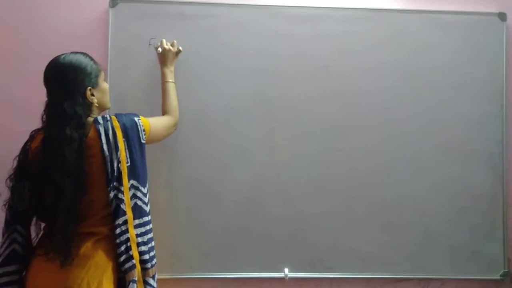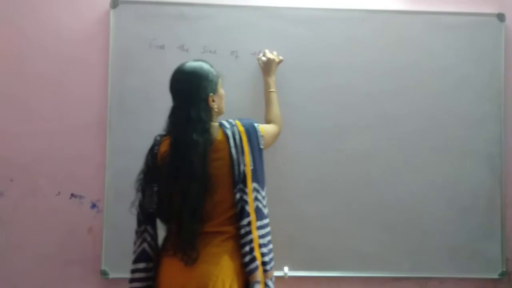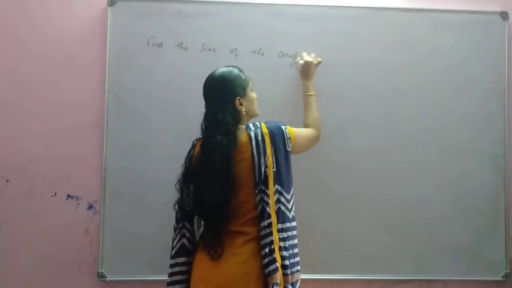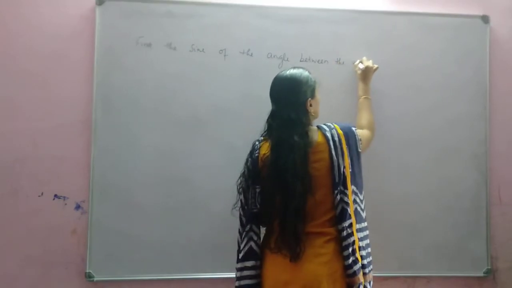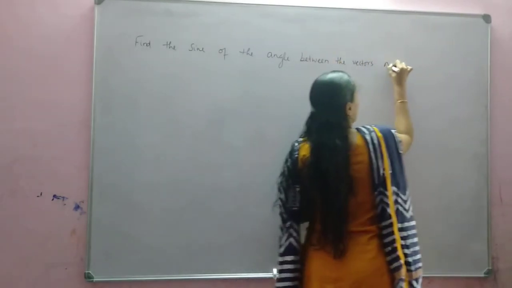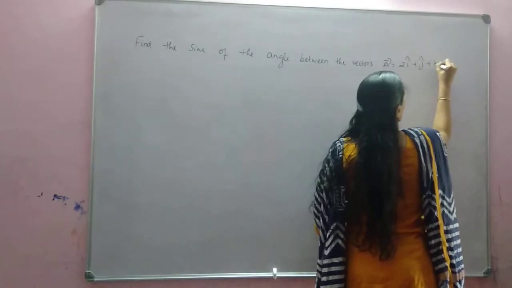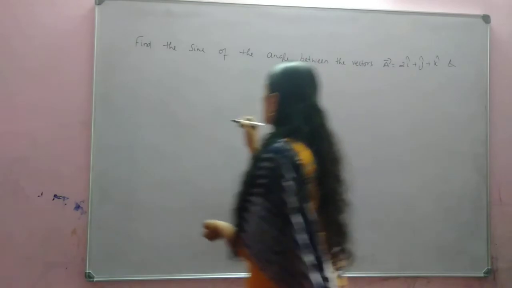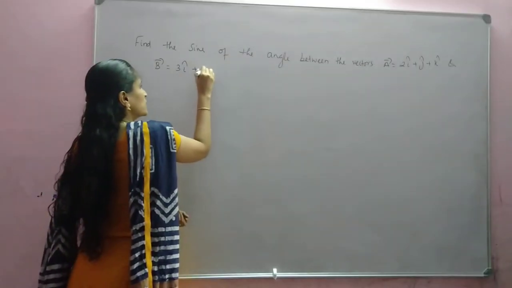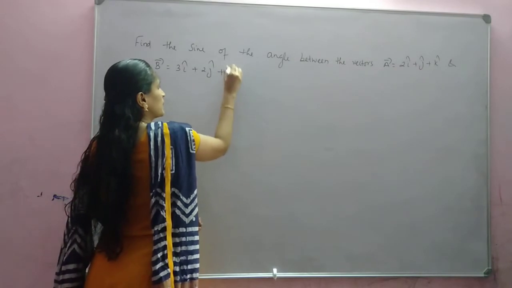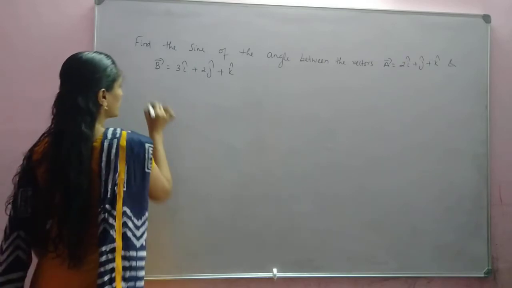Find the sine of the angle between the vectors A is equal to 2i plus j plus k and B is equal to 3i plus 2j plus k. Okay, we have to find the sine of the angle. How to find sine of the angle?